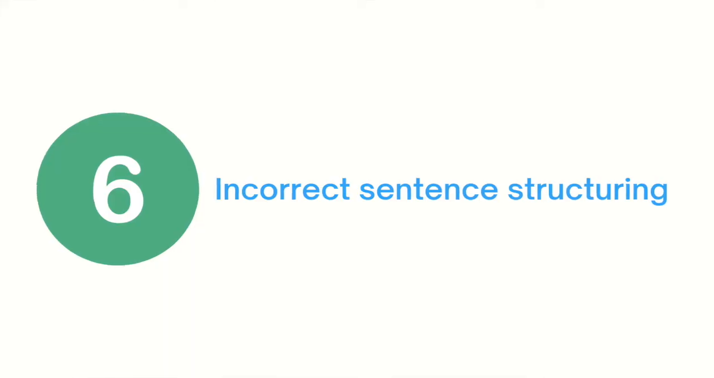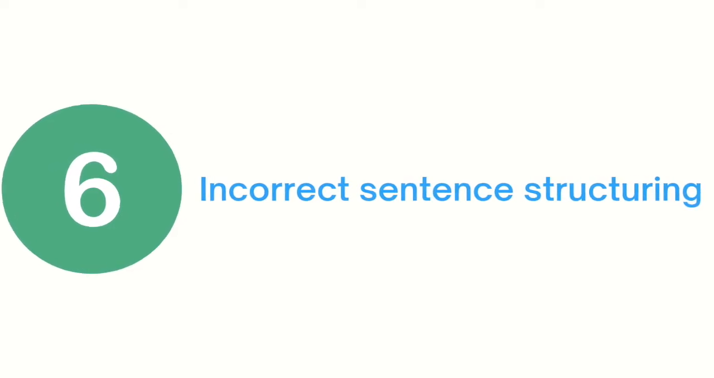Mistake number 6 is also a very, very big mistake, which is structuring sentences incorrectly, not maintaining subject-verb agreement, not putting commas and full stops correctly. Now, as much as you understand the grammar rules, it is also important for you to apply them while you write or speak. So make sure these sentences come out of your mouth clearly.